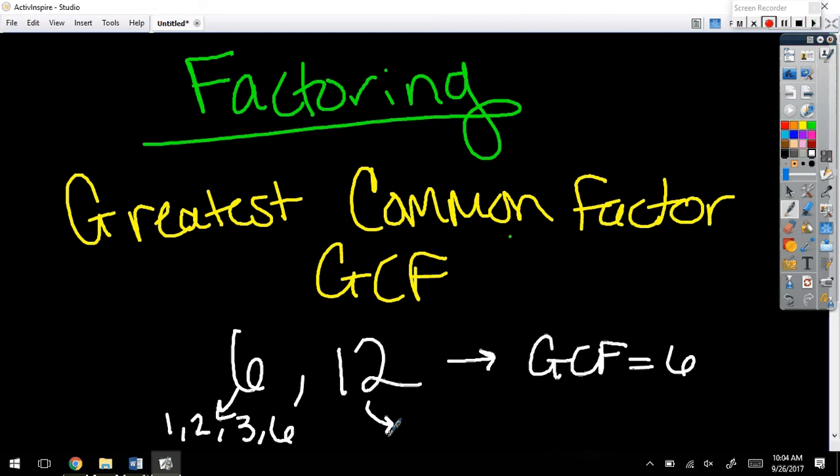What are the factors of 12? 1 times 12. 2 and 6. 3 and 4. Go in order though. 1, 2, 3, 4, 6, 12. So here, what is the biggest number that they both share? 6.